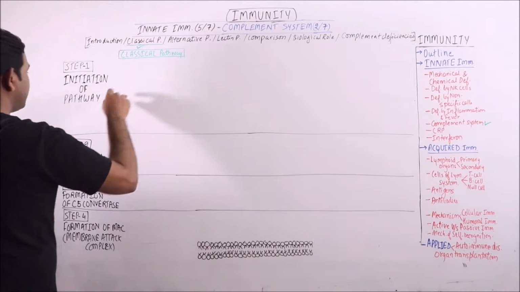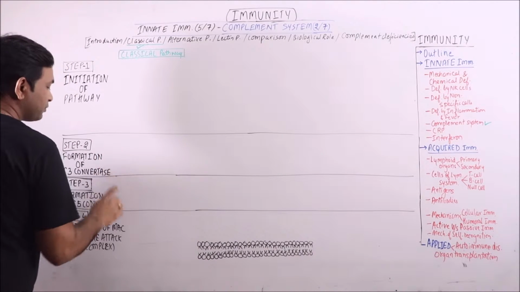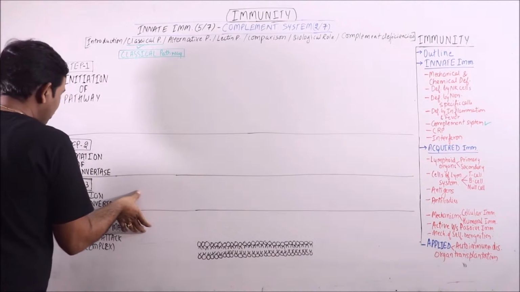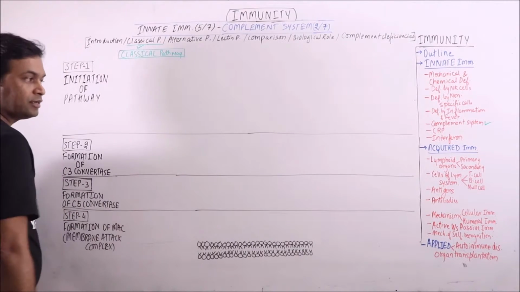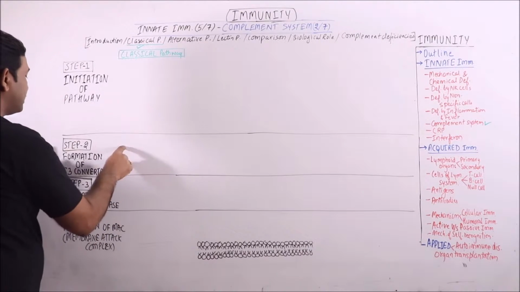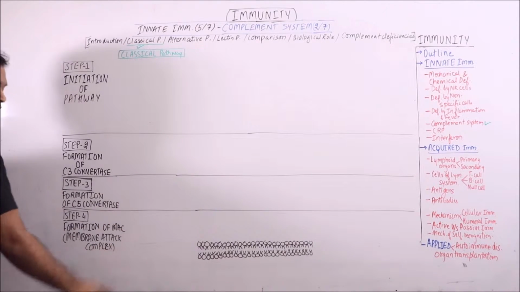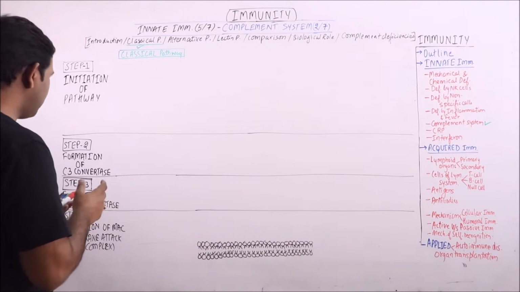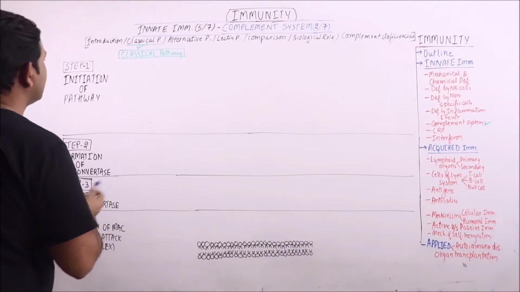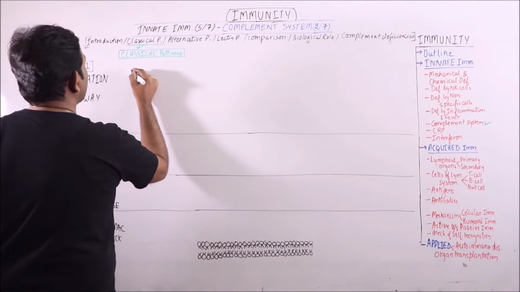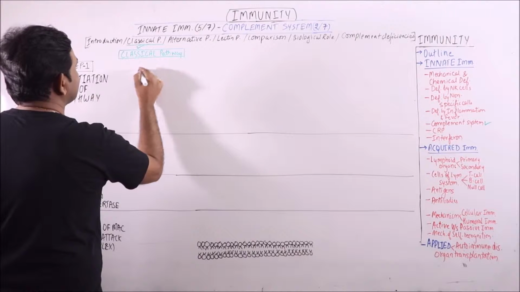All the three pathways basically differ in first two steps and they work very closely in step 3 and step 4. That is, they differ in step 1 and 2 and these are similar in action in step 3 and step 4. So first of all, we'll discuss the classical pathway. It starts with C1, that is complement 1.